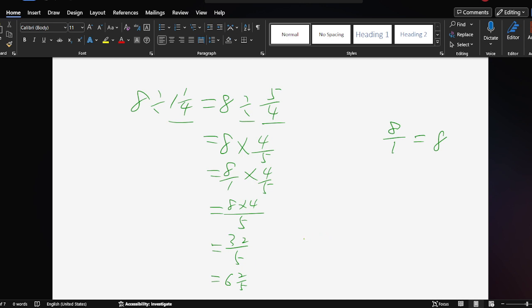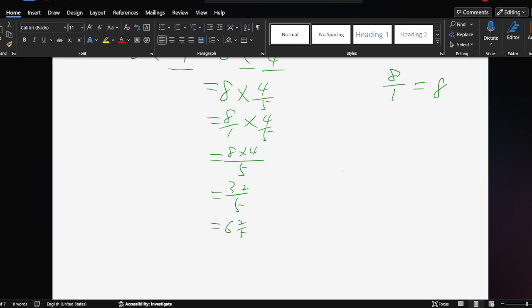How to do that? How to change this improper fraction to a mixed fraction? So 32 over 5, we can write 30 plus 2 over 5. So 30 over 5 plus 2 over 5. So 6 plus 2 over 5. So 6 2 over 5. So this is the solution.